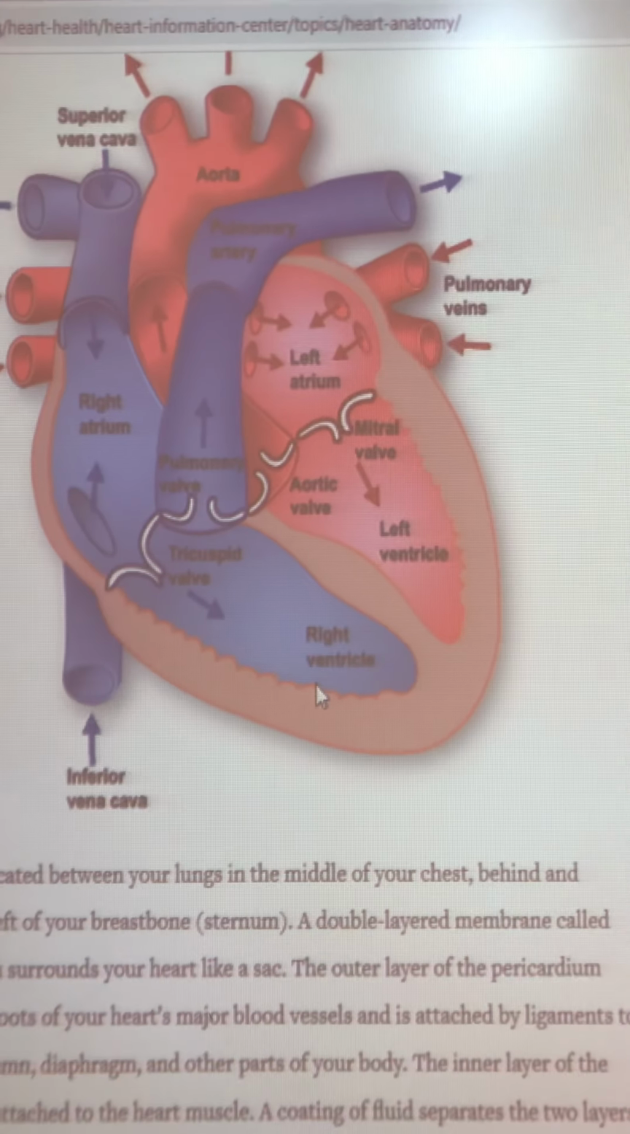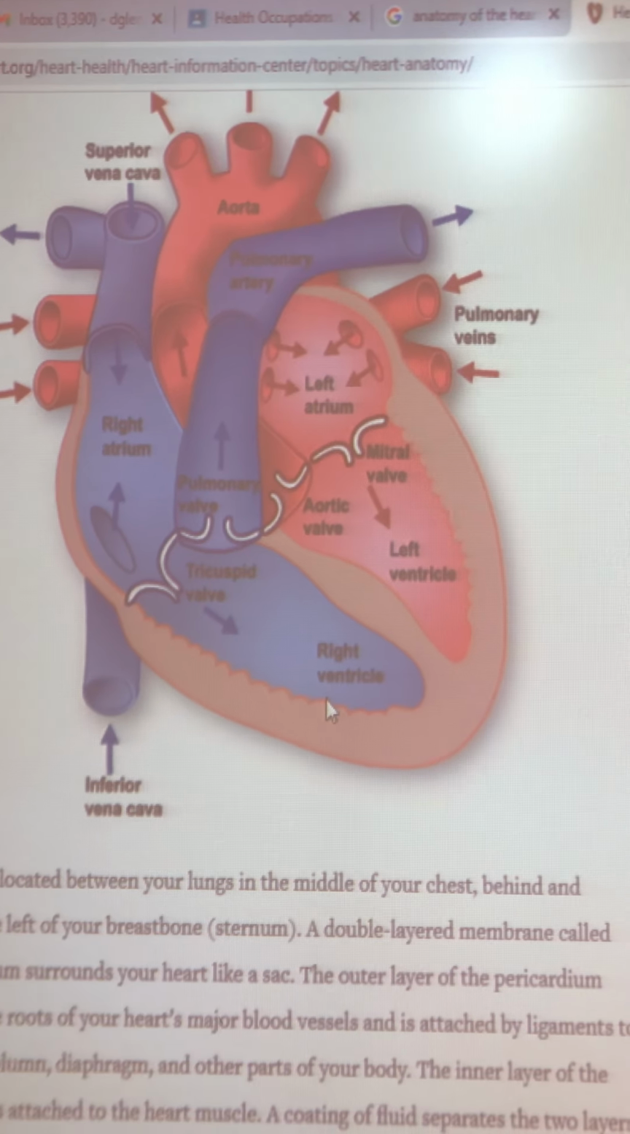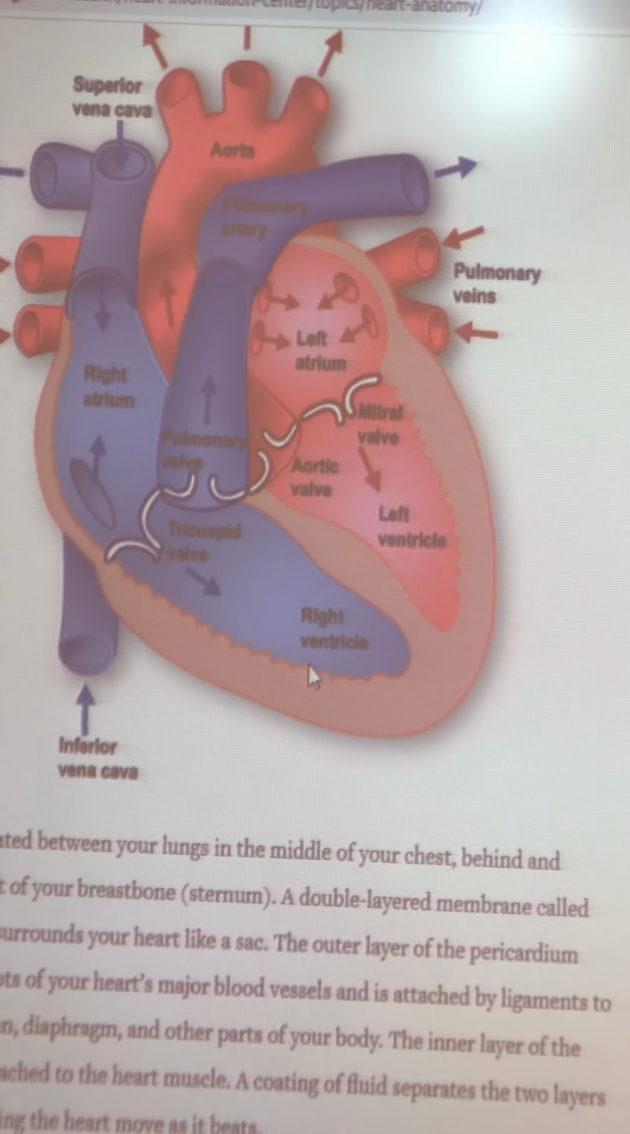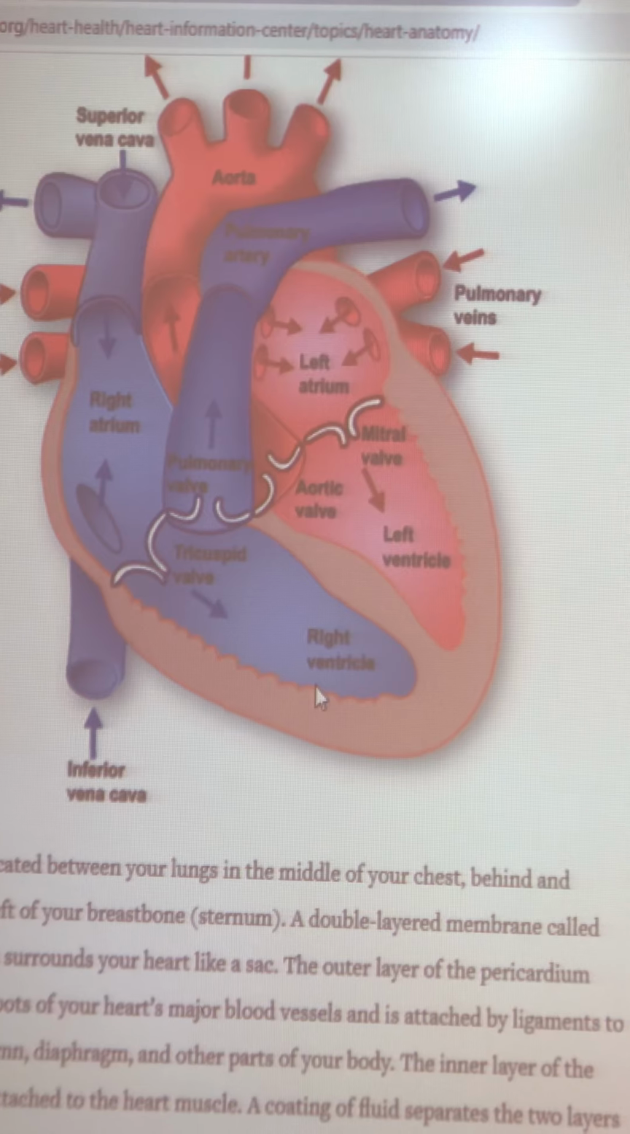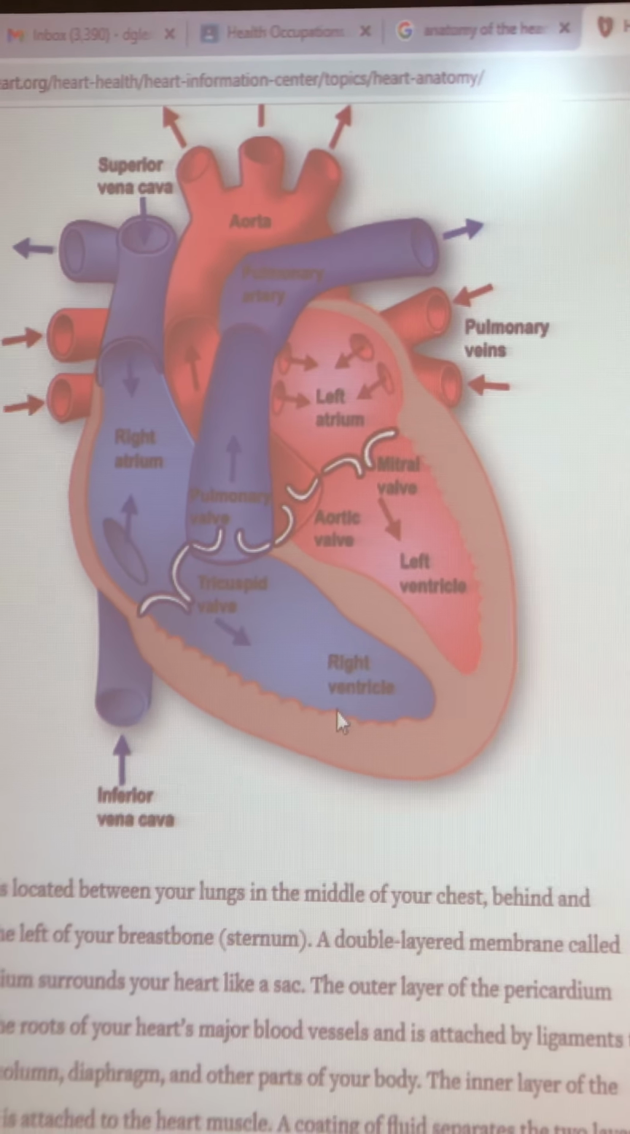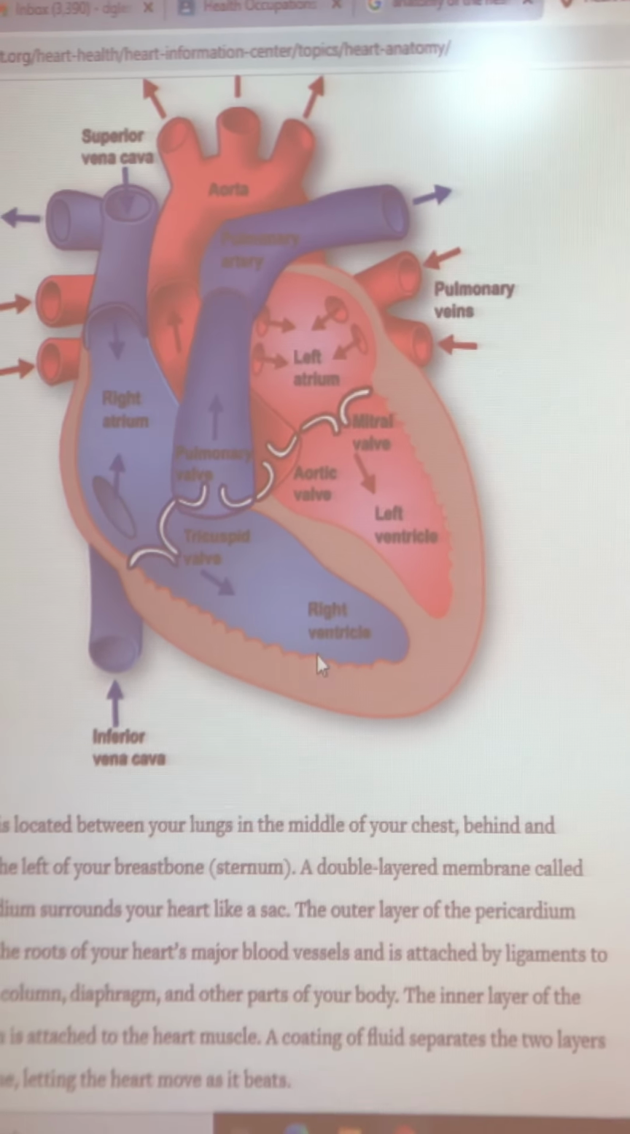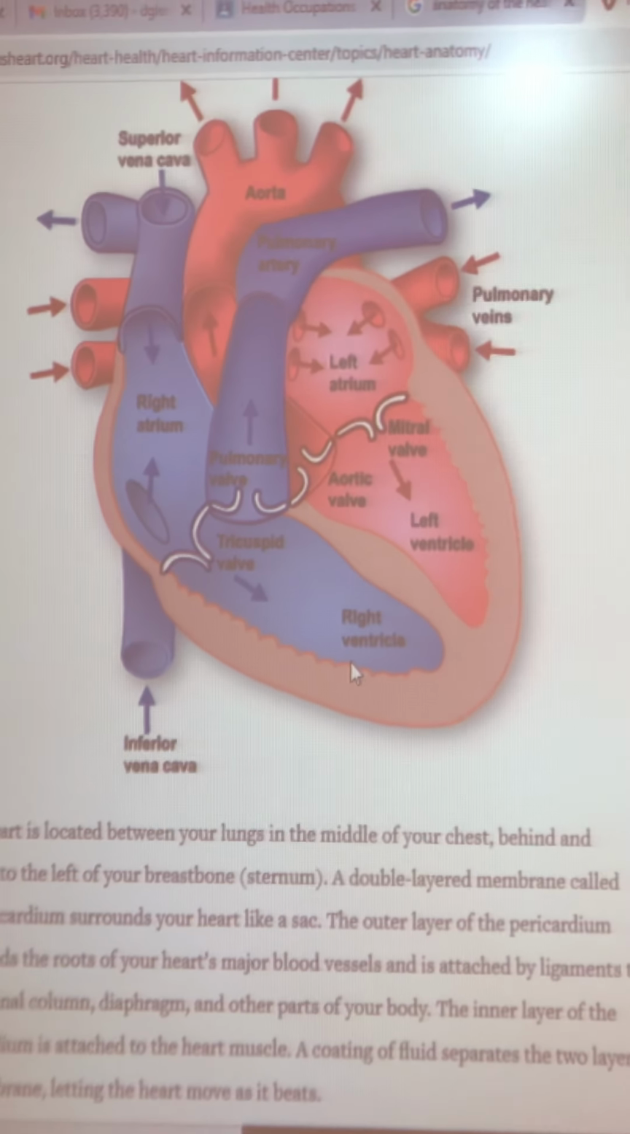Pay attention to the blue and the red. Blue and the red are very significant. Blue means blood is deoxygenated. Red means blood is oxygenated. You ever heard that expression? Oh my goodness, you got bright red blood, meaning it's full of oxygen and you're good to go.